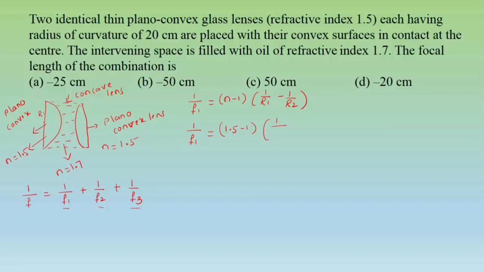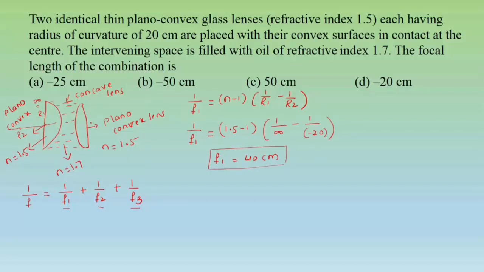So R1 means it is a plane surface, so that is equal to infinity. And R2 is given, that is 20 centimeter. But it is opposite to the direction of the incident ray, so it will become minus 20. 1 by infinity minus 1 divided by minus 20 centimeter. So calculate this value, we will get F1 equal to 40 centimeter. This is the focal length of the first plano-convex lens.